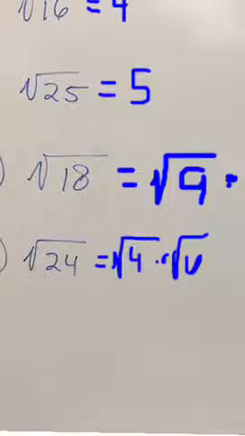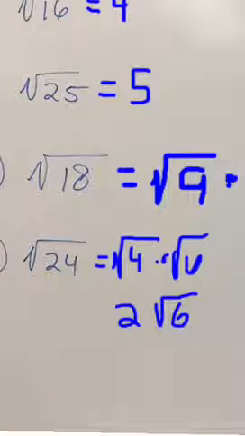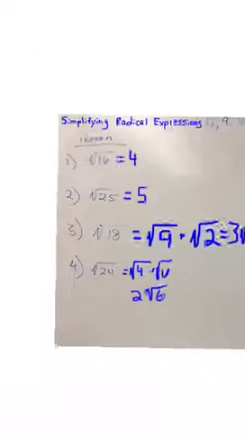Now, the square root of 4 is 2. The square root of 6, I can't break that down any further, so we're done. So now I've simplified that. I've got 2 times the square root of 6. And now I've simplified those problems, which is pretty wicked awesome, right?